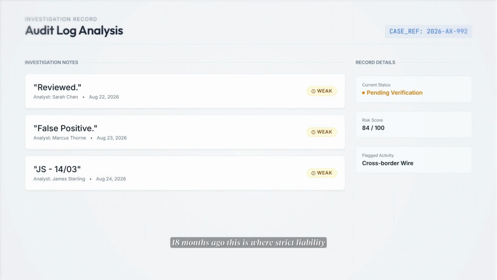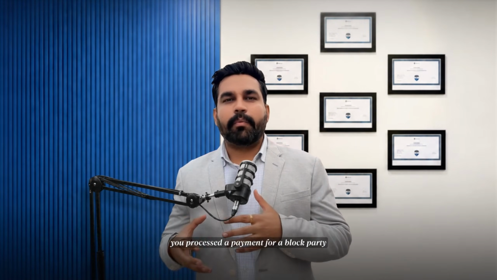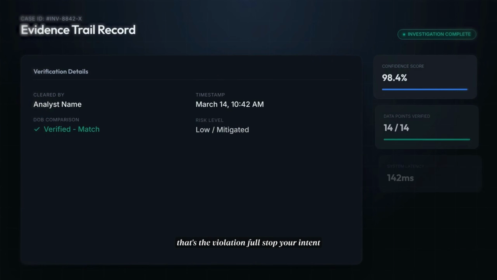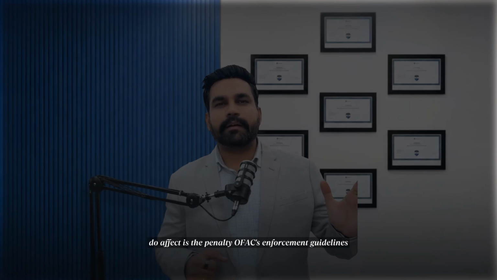This is where strict liability comes in, and it's worth saying plainly. US sanctions are strict liability. That means OFAC does not have to prove you intended to violate anything. You processed a payment for a blocked party. That's the violation. Full stop. Your intent, your good faith, your we honestly thought it was clean, none of that is a defense to the violation itself. What your program and your records do affect is the penalty.